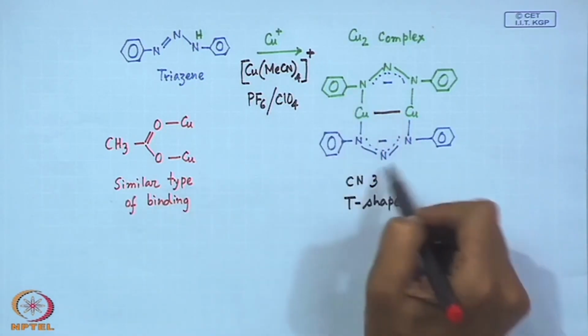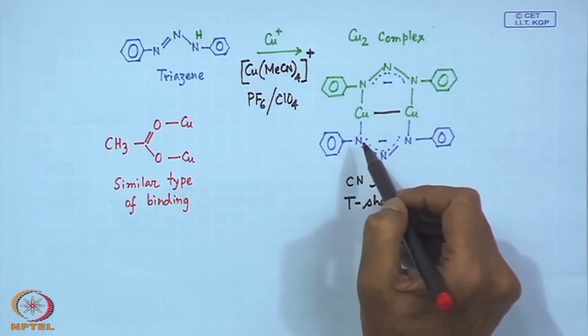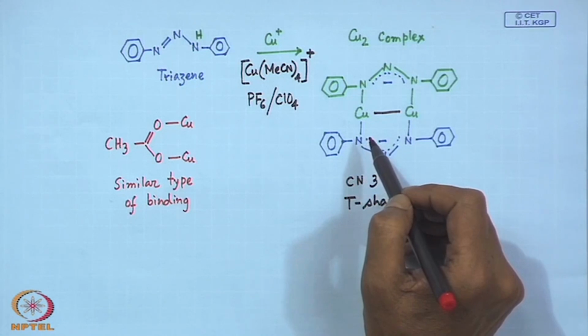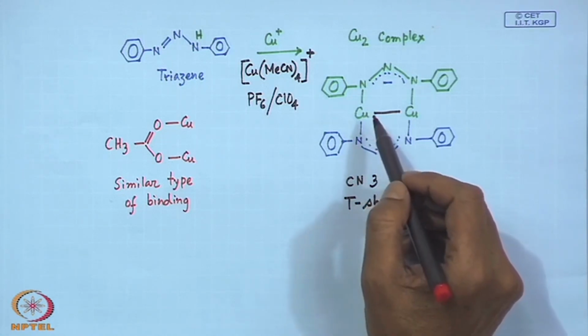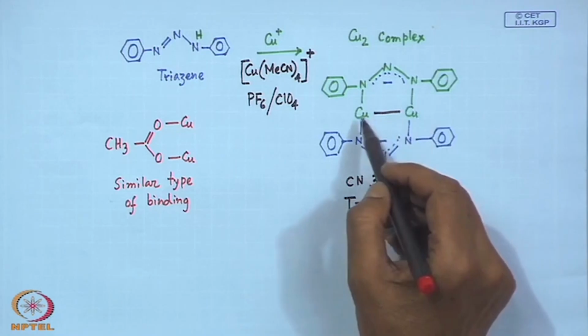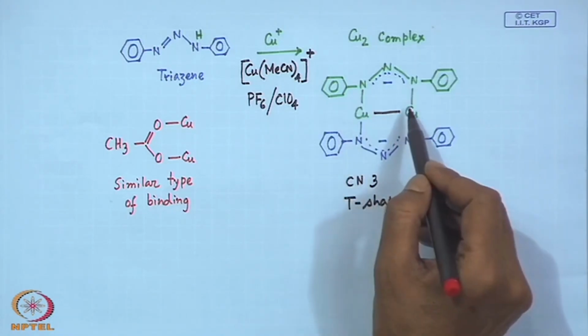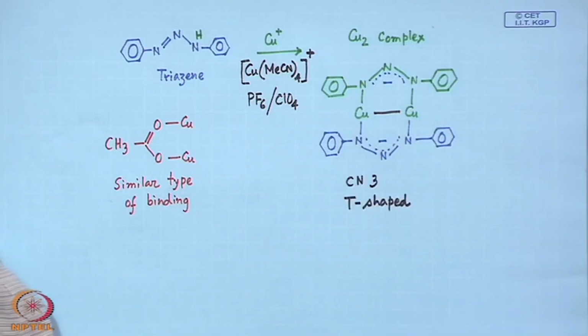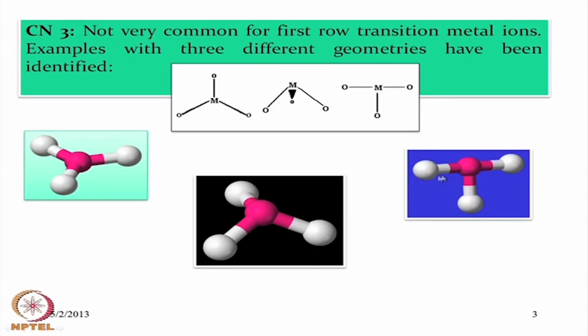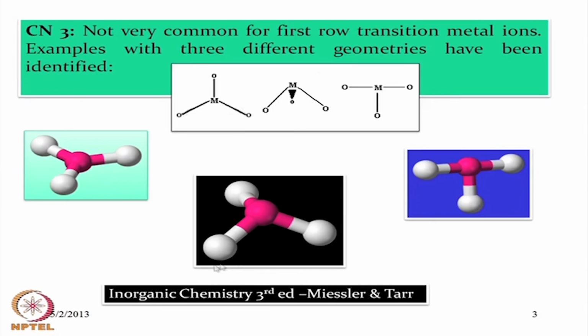But since two such triazine molecules are rightly attaching to the copper center, we have a typical center for this copper-copper interaction, and which is basically a T-shape from both sides. So this gives us a very useful example of the center where we can have this particular geometry which is T-shaped with a coordination number of 3. So all these examples we can have from this useful book of Messler and Tarr.